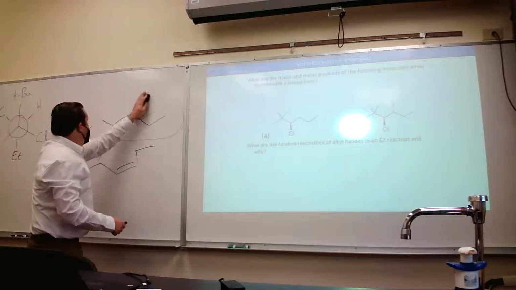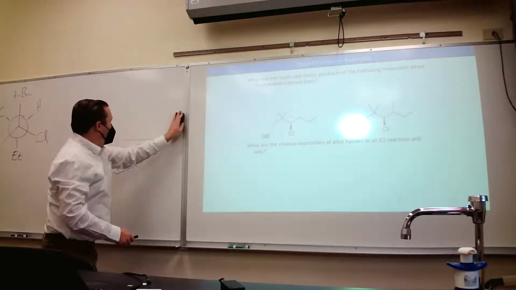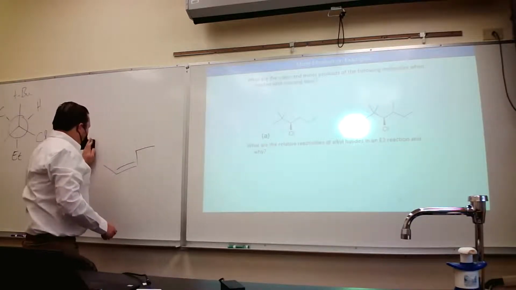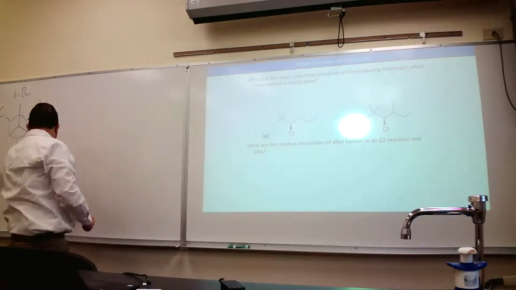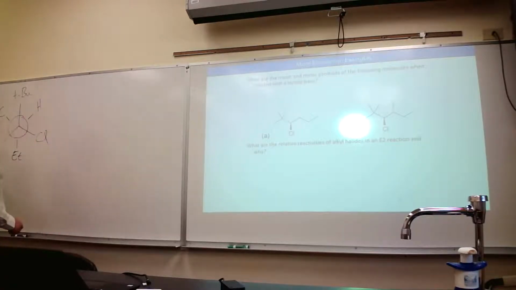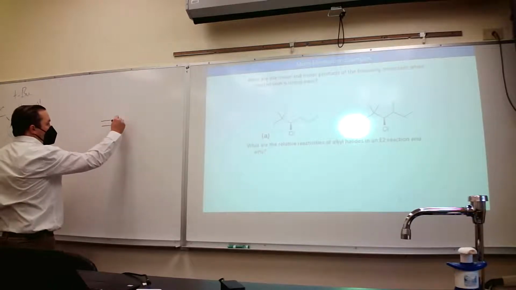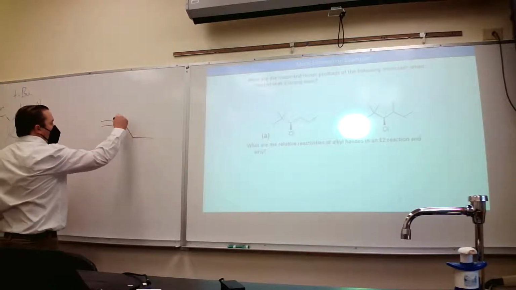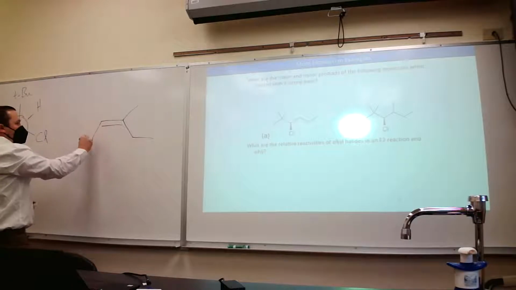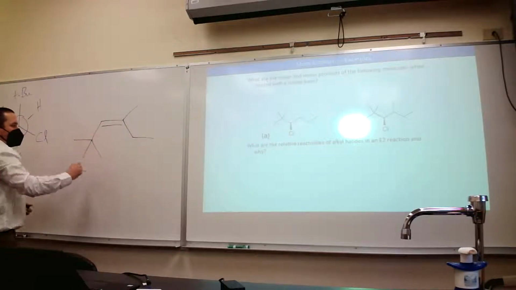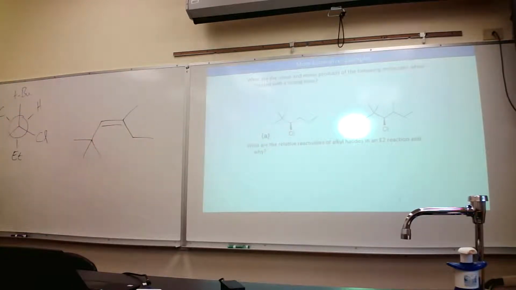And so then when we take away that hydrogen and the chlorine and everything flattens out into sp2 hybridization, the ethyl is going to be right next to the T-butyl. So in this case, we wind up with this product.